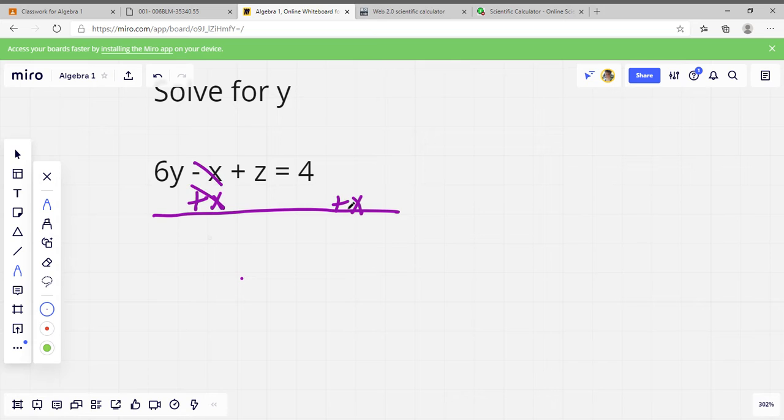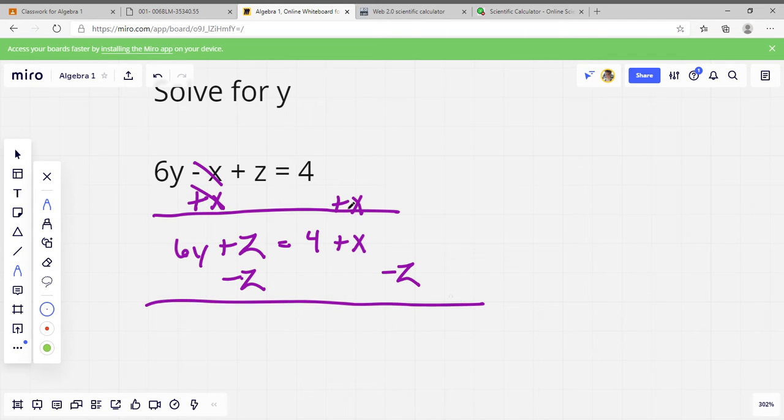These are going to cancel, and we'll have 6y plus z equals 4 plus x. Now I've got to get rid of this z. So we're going to do minus z, minus c. We don't have any z's over here that we can combine it with, so there's no like terms. And we have 6y equals 4 plus x minus c.